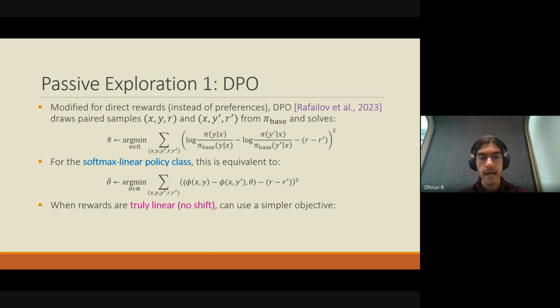And if your rewards are actually truly linear in the features with no shift, then you can even simplify this a little bit. And so this is the version I'll talk about in the rest of the talk. You're just regressing a single reward onto a single feature. So this is ordinary least squares at its simplest. And this is one of the cornerstones of how people implement post-training today, is direct preference optimization, which we'll think of as least squares.